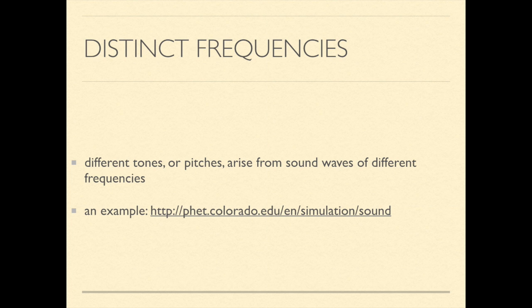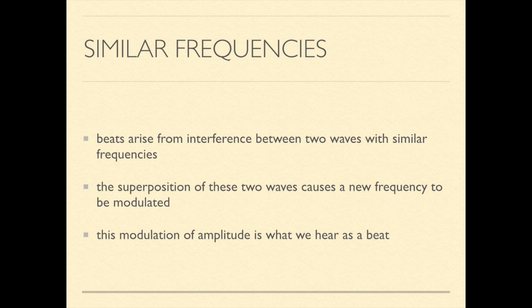But what we don't usually pay attention to is when we have two waves with similar frequencies. When these waves coexist in the same place, they interfere with each other. And these interferences cause a modulation of amplitude. Now this is what we hear as a beat.